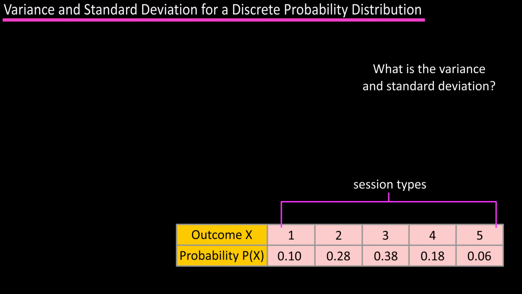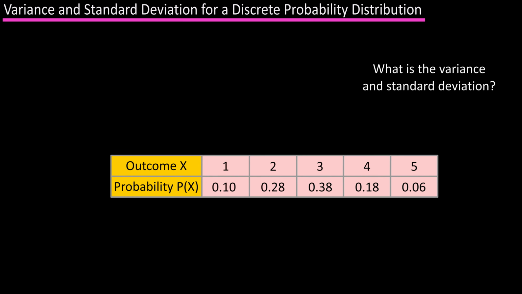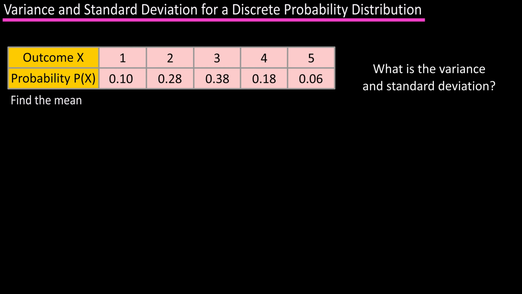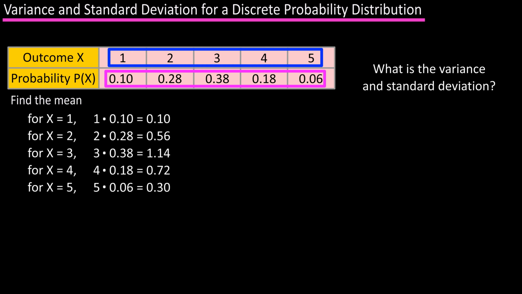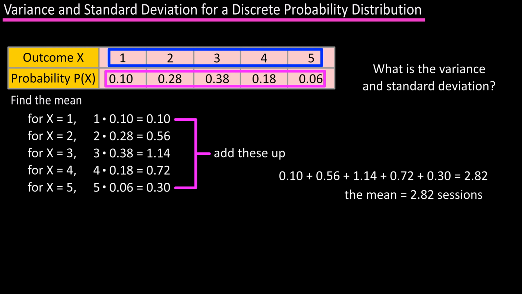And now we want to find the variance and standard deviation for the probability distribution. To calculate this, we first need to find the mean. And as a quick review, we take each of the possible values or outcomes for the variable x from our probability distribution and multiply each of them by their probabilities, as you see here. Then we sum them up, which equals 2.82.